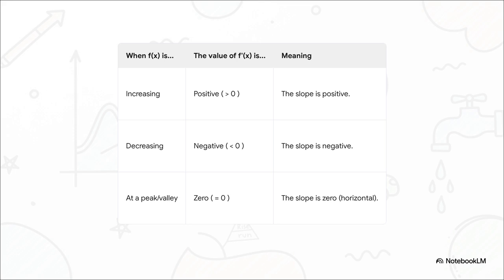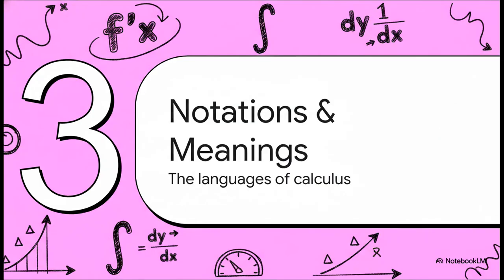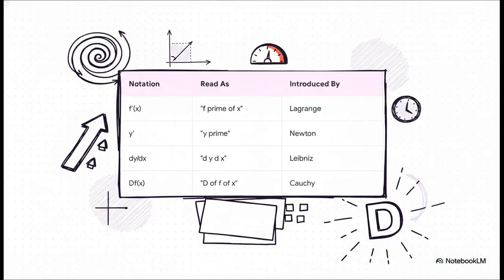The value of f prime is 0. The connection is perfect. It's amazing. So we've been using this f prime notation this whole time, but it's not the only game in town. There are actually a few different ways to write the derivative, and each one kind of tells a slightly different story. So Lagrange gave us the f prime notation we've been using.